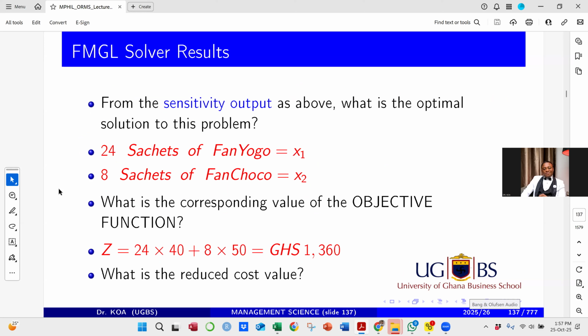The reduced cost value is the opportunity cost of producing the decision variable. So note it and write it down well. It's the opportunity cost of producing the decision variable. So what is opportunity cost? The opportunity cost is the next best alternative forgone.